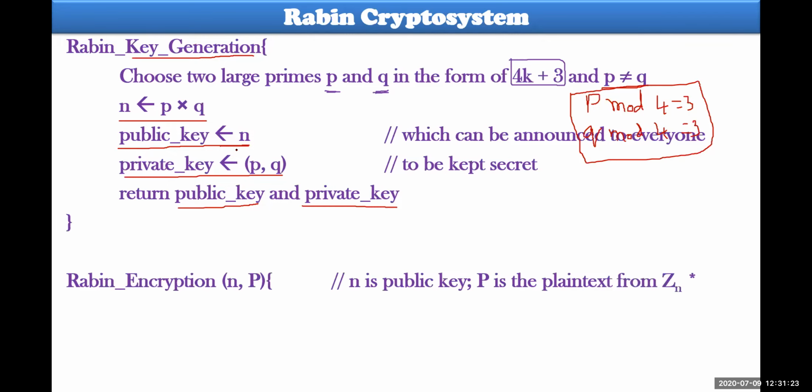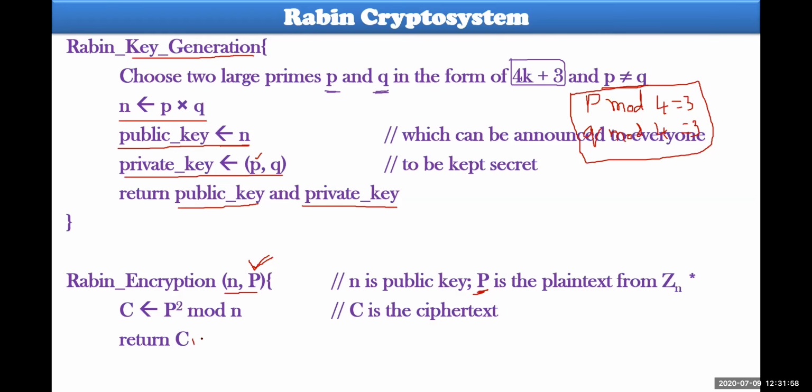And for encryption, as I have already given, it takes two inputs. One is the plain text, whatever plain text you want to consider, capital P. To distinguish between the plain text and the key values, since P and Q are in the private key, I consider capital P as the plain text, and small p will be one of the parts of the private key. So C will be equal to P squared modulo N, and whatever the output is after computing this value, that output will be returned.